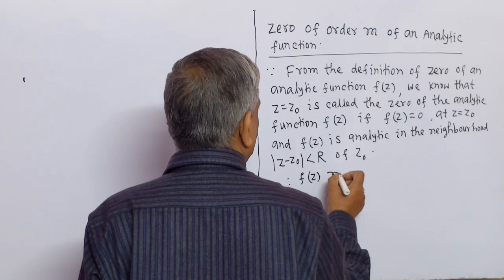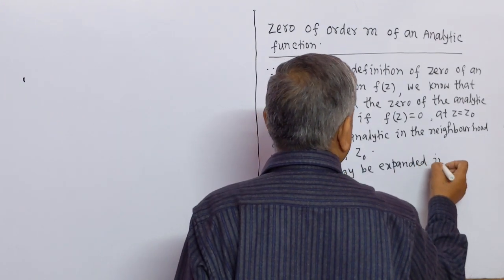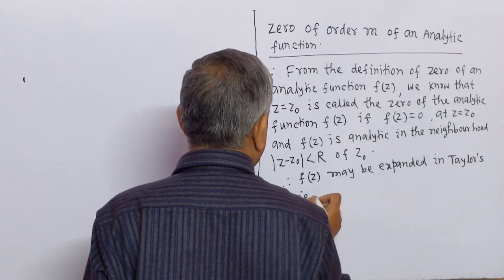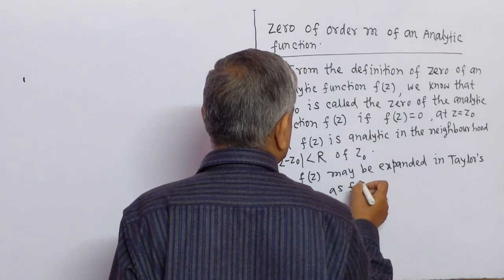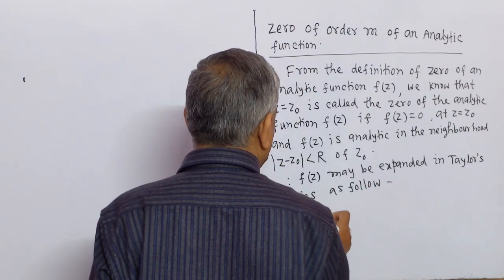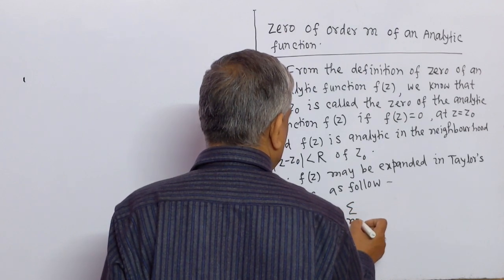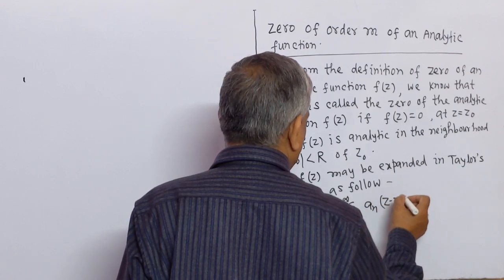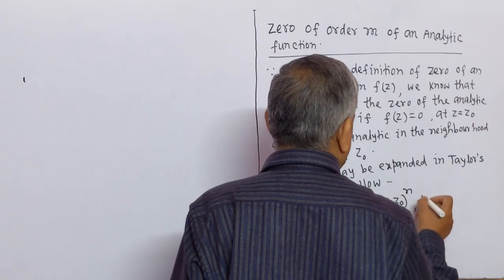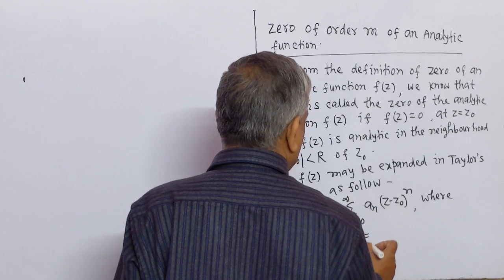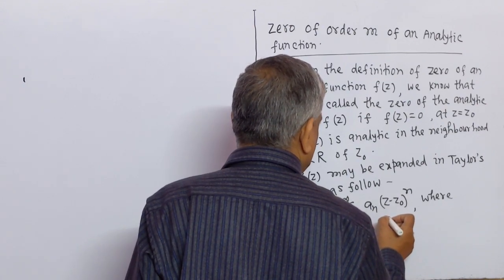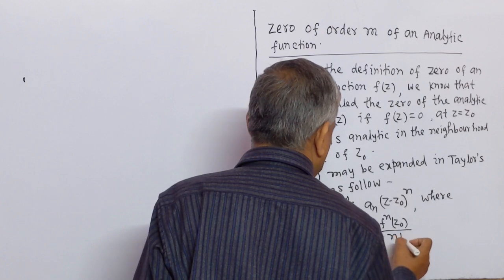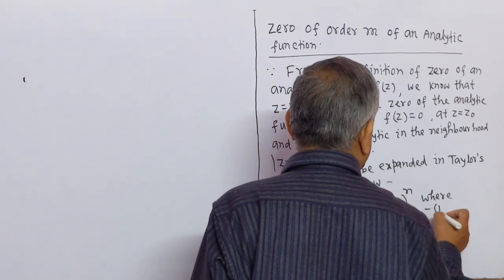Therefore, f(z) may be expanded in Taylor series as follows. f(z) equal to sigma n equal to 0 to infinity a n (z minus z naught) whole to the power n, where a n equal to the nth order derivative of the function at the point z equal to z naught by factorial n. This is number 1, this is number 2.